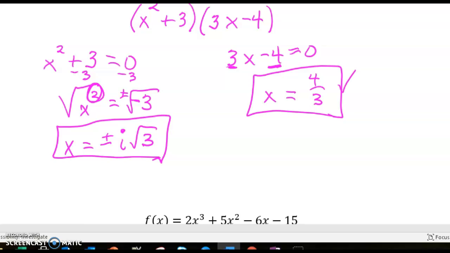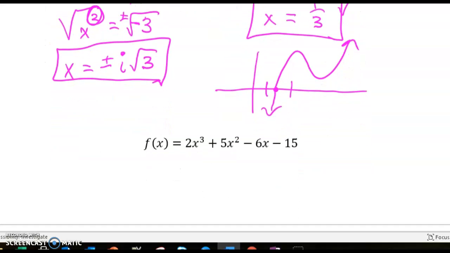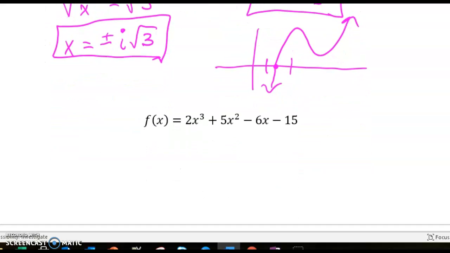Actually, there's only one real zero, so there's only one x-intercept. Again, this would look like something like this. It would cross at 1 1/3, and it would have a little, I always call it like a little whipping action, where it doesn't come deep enough to cross your x-axis again.